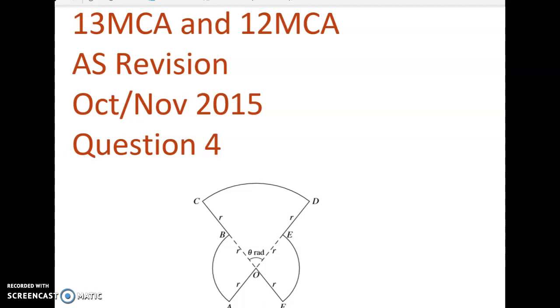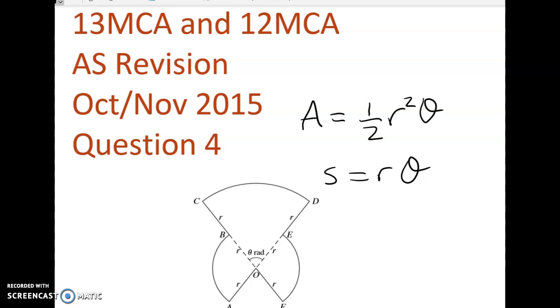Here's question 4 from the same AS paper that I've been going through. This one's a geometry question, and I've put the diagram on the front page here. When you see that, you should hopefully see straight away 3 sectors, and that should make you think about an area of a sector formula, which is half r squared theta, and also maybe the arc length formula is going to come in handy here, and that's s equals r theta. And this is even before you've really read the question.